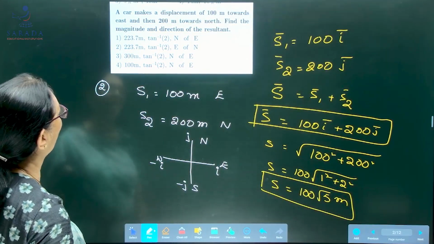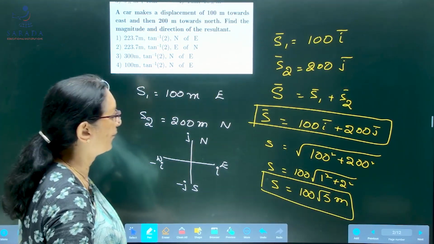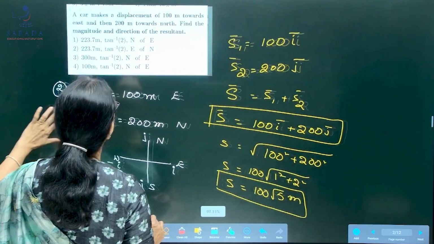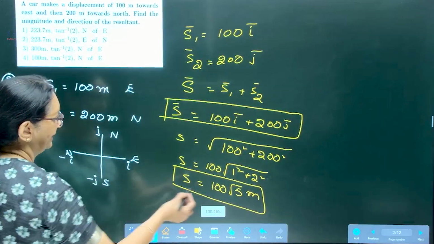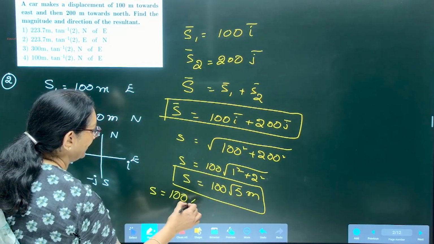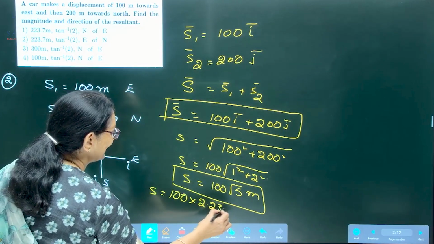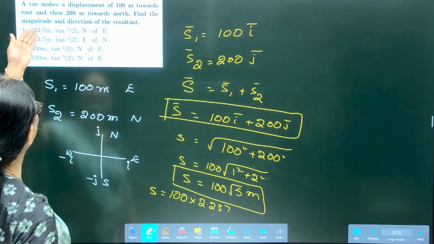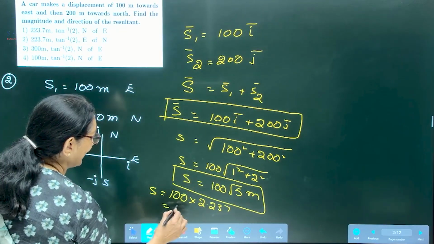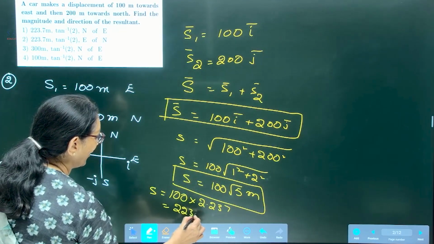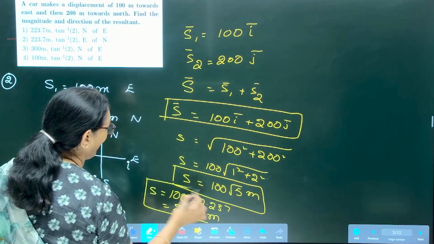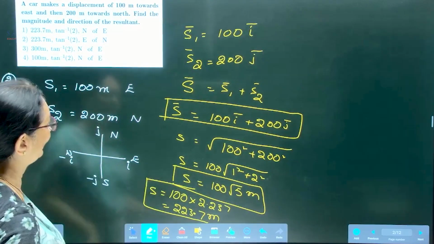Root 5 is 2.23. So S is equal to 100 into 2.23. Actually, you can guess from this, it cannot be 300 or 100. So it becomes 223.7 meters. So the magnitude is found. Next, we need to find the direction.